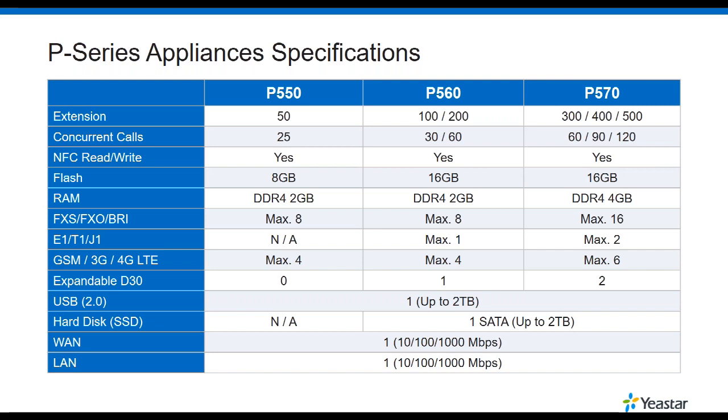But the P560 and P570, these 2 models are a little bit special. Originally you will be able to have 100 users and 30 concurrent calls on the P560, and on the P570 you're going to be able to have 300 users and 60 concurrent calls. If you prefer, you can see it's really flexible. You'll be able to expand the capacity for your P560 and P570. So it's pretty flexible, and I guess this is really functional, especially for some projects.